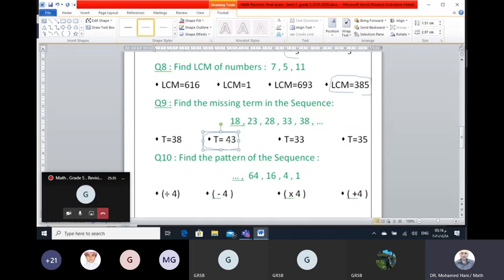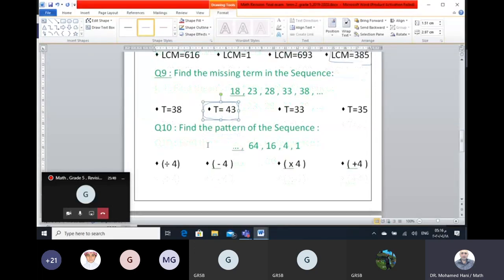So the right answer now will be 43. Thank you. Right. Question 10: we want to find the pattern of the sequence. We have 64, then 16, then 4, then 1. What is the pattern here? Is it divide by 4, minus 4, multiply by 4, or plus 4? Divide by 4.